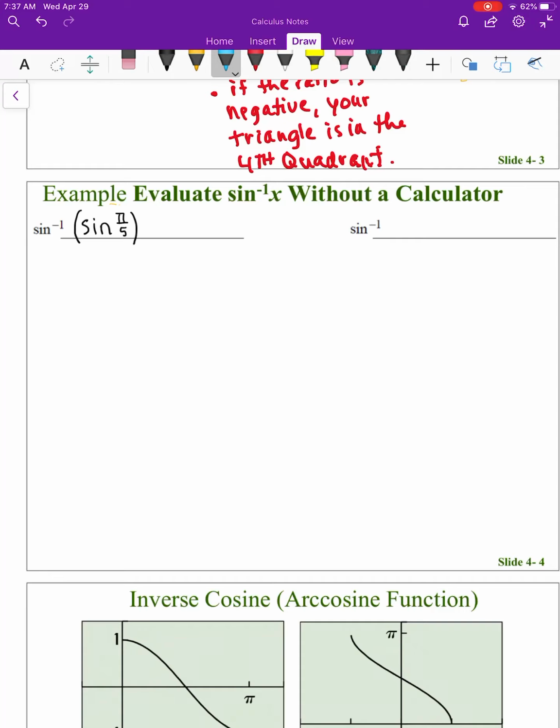All right. Here we go. So first thing we got to find is the sine of pi over 5.